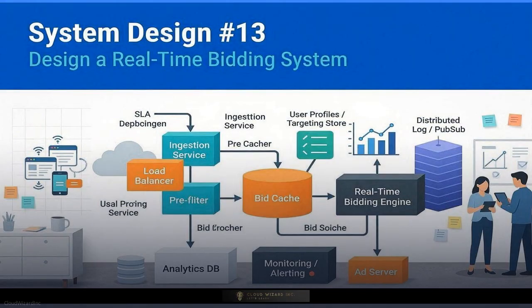Welcome to Cloud Wizard. In this video, we're doing a complete deep dive into the real-time bidding system, the infrastructure that decides which ad you see in the next 100 milliseconds every time a web page or app loads. We'll cover how platforms like Google AdX, The Trade Desk, and AppNexus run programmatic auctions using OpenRTB, how DSPs and SSPs interact, how bid prices are computed, and how the entire system stays under the 100 millisecond SLA at millions of requests per second. Whether you're preparing for a senior engineering interview or you're building programmatic ad infrastructure, this one is for you. Let's get into it.